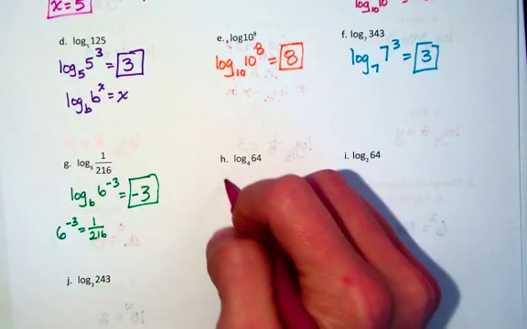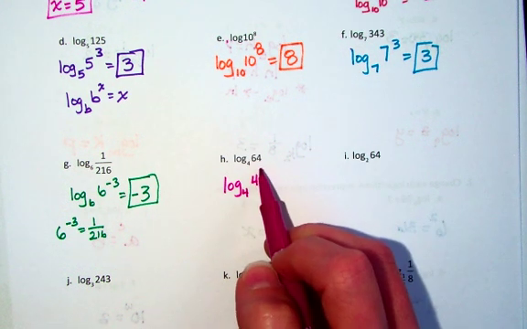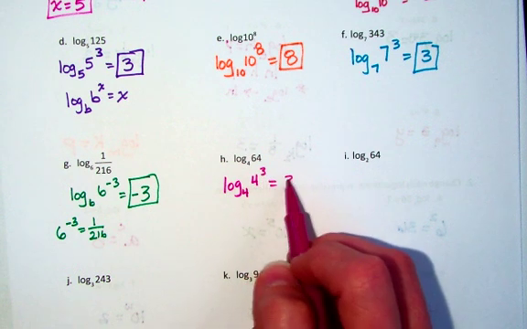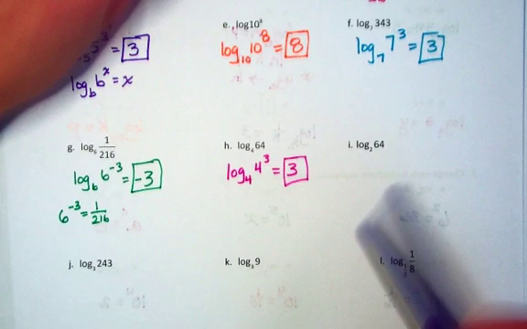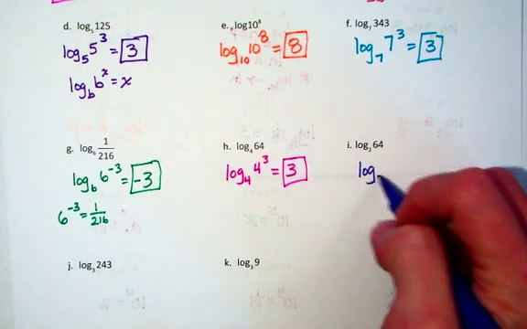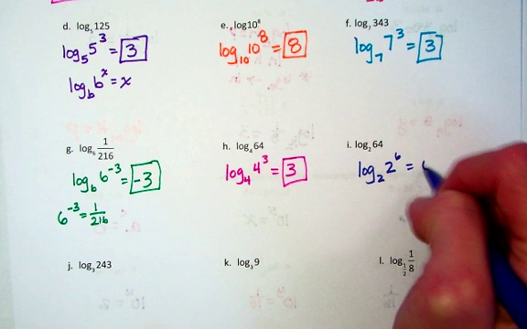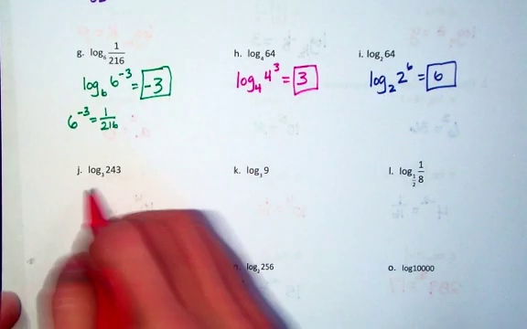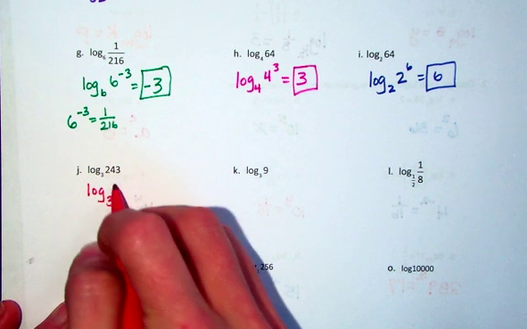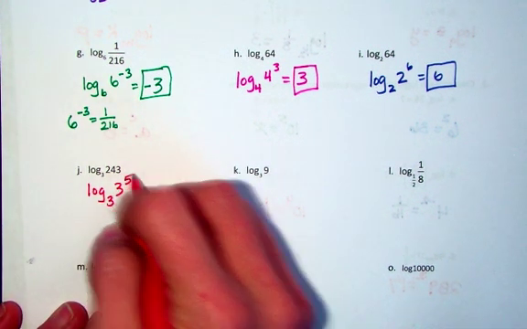Okay, this is log base 4 of 4 to what power? To the third power. Done? Okay, this is a little bit bigger. This is log base 2 of 2 to what power? 2 to the 6th. So that equals 6. Okay, then we have log base 3 of 3 to what power? To the 5th power. So that's 5.